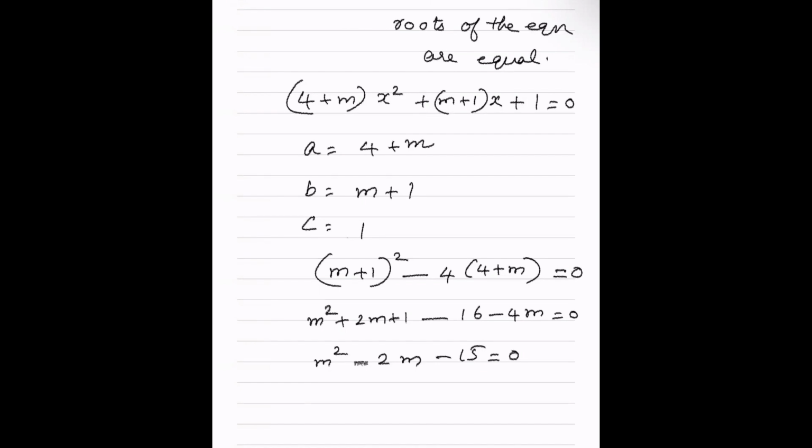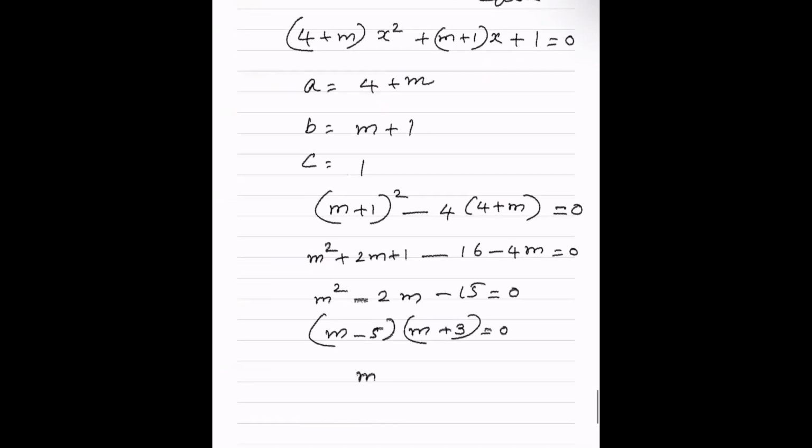Then can I factorize it using our middle term splitting? What would be the answer? 3 and 5, right? M minus 5 and m plus 3 equal to 0. So what are the values for m? 5 and negative 3. You are using the factorization, middle term splitting approach to come up with the answer.